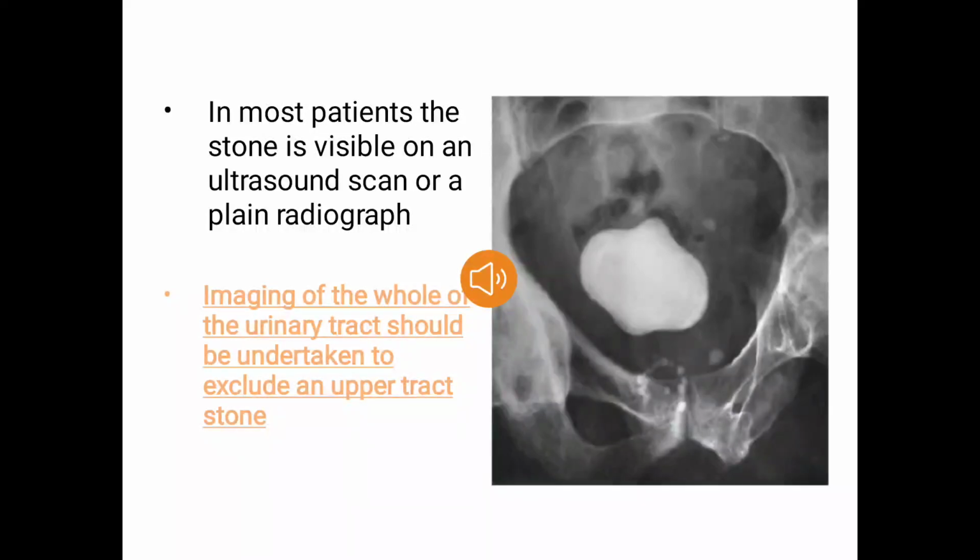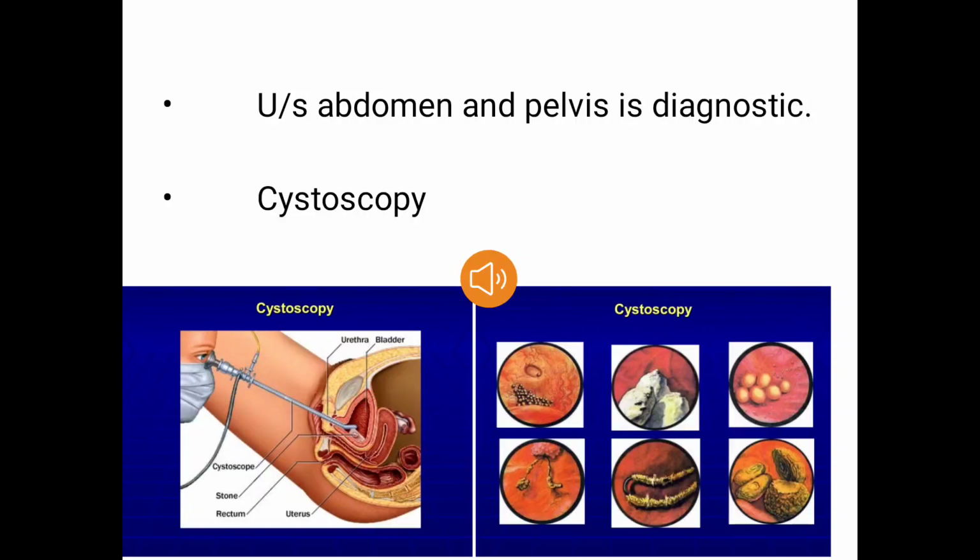In most patients, the stone is visible on X-ray or ultrasound. The important point is imaging of the whole urinary tract should be undertaken to exclude upper urinary tract stone. Ultrasound of the abdomen and pelvis is diagnostic. So in this diagram, you can see the cystoscopic pictures of the stones.